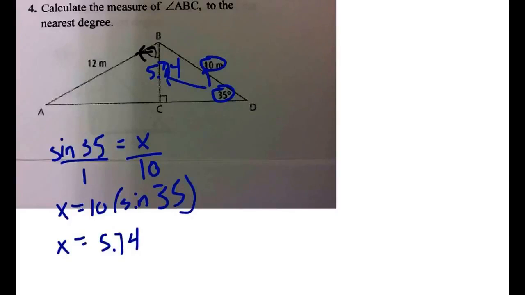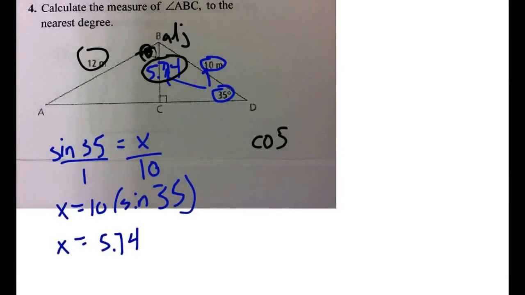And now we can go back to our first triangle and we should be good. So this angle that we're looking for, now the 5.74 is our adjacent side, and the 12 is still our hypotenuse. So now we have adjacent and hypotenuse, so we should be able to solve this triangle now using cosine. So cosine of the angle we're looking for is the adjacent, and that's the 5.74 we just figured out, and our hypotenuse was 12.